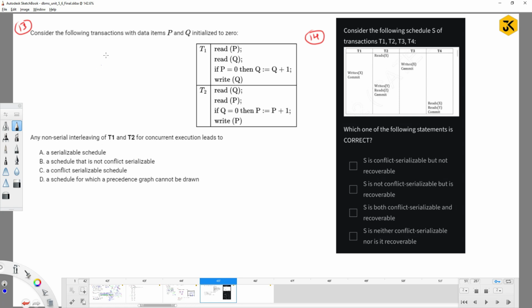So here they are asking: consider any non-serial interleaving of T1 and T2 for concurrent execution. It leads to a serializable schedule, a schedule that is not conflict serializable, a conflict serializable schedule, or a schedule for which a precedence graph cannot be drawn. What can we do? It's again a kind of new thing, right? Looking like a new one.